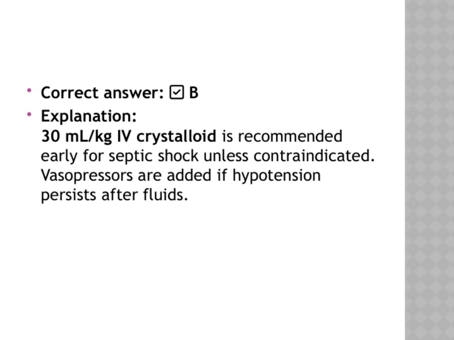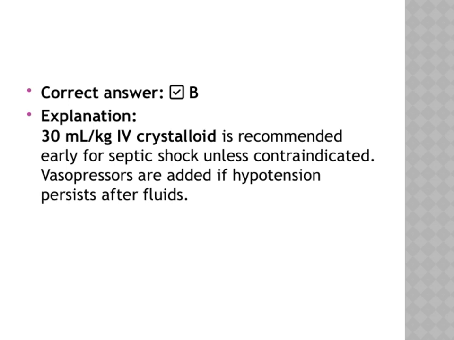All right, let's focus on the key points here. The correct answer is B, which emphasizes that in cases of septic shock, administering about 30 milliliters per kilogram of IV crystalloid fluids early on is generally recommended. This quick intervention helps support blood pressure and perfusion. It's important to remember that these fluids are the first line of treatment unless there's a specific reason not to give them.